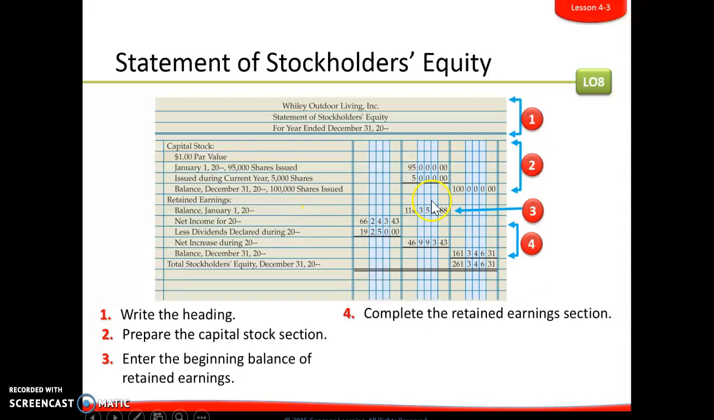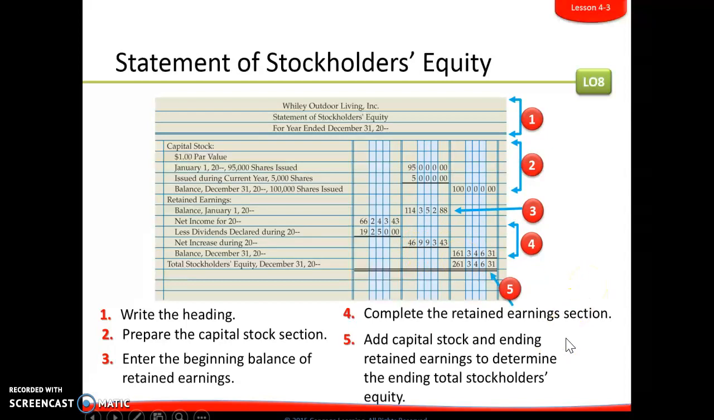So we're going to have our balance at the beginning. Then we're going to have our net income less the dividends that we declare. That's going to give us our net increase. And then from that, we will get our balance of our retained earnings at the end of the year. And then the last thing that we will have is we're going to take our capital stock and our ending retained earnings. We'll add them together to figure out what our ending total stockholders equity is.